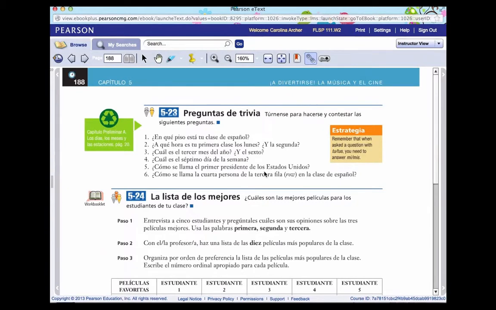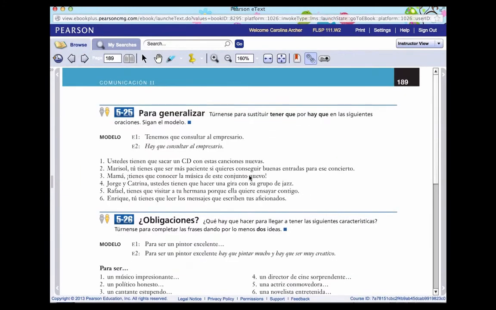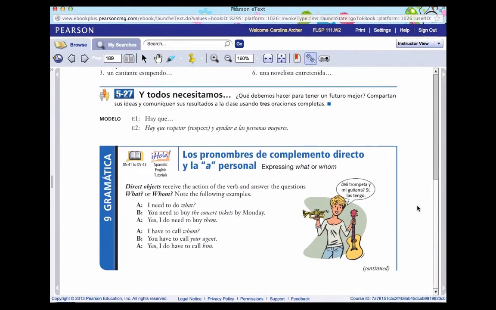This last day, there's going to be a few more things that we need to cover. We're going to skip this part. We're not going to do this. And we're going to go to direct object pronouns, okay? Los pronombres de complemento directo y la a personal. We did cover a little bit about the personal a in the last chapter, okay?